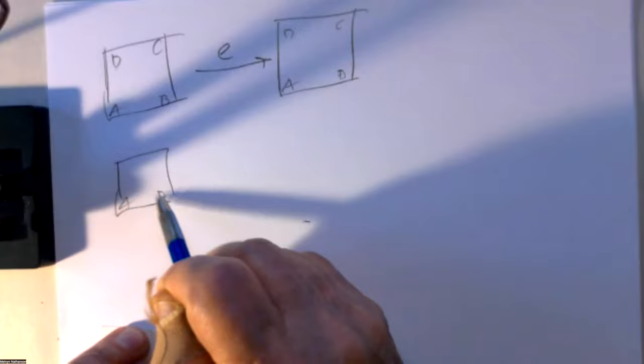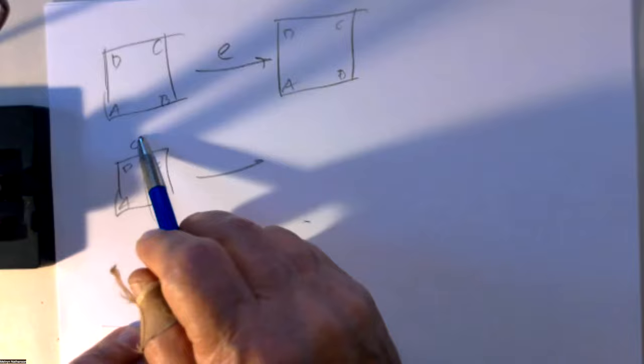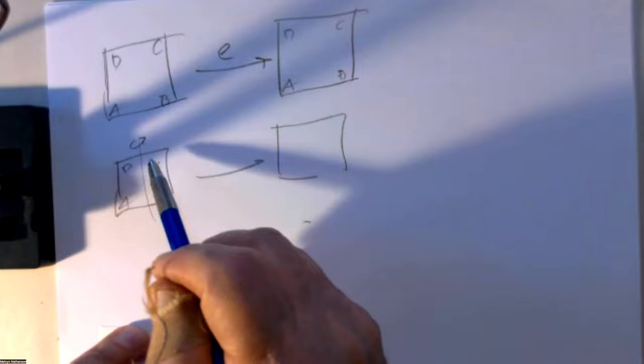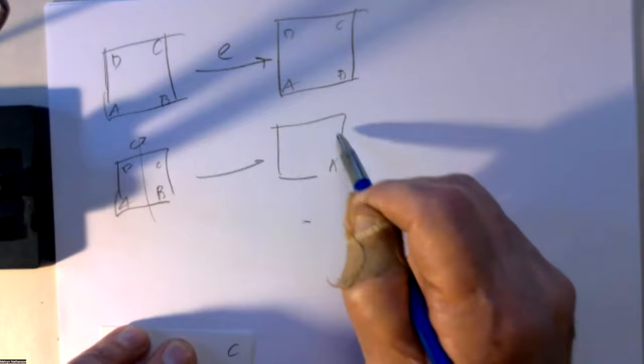would be rotate around this vertical axis. So that switches the right and left sides. So AD moves from the left to the right, and BC moves from the right to the left.